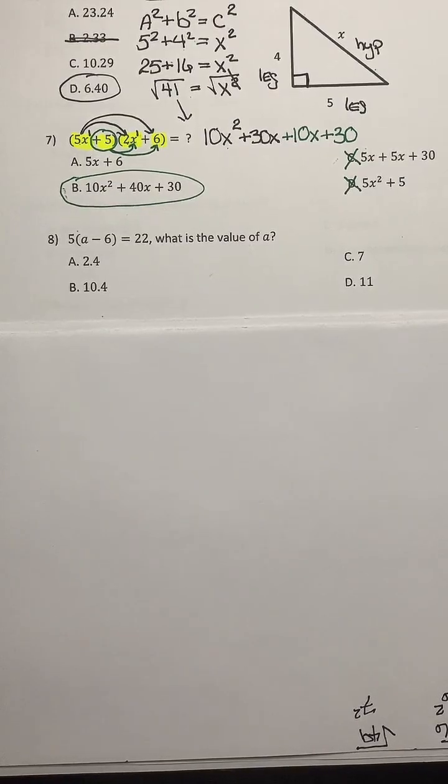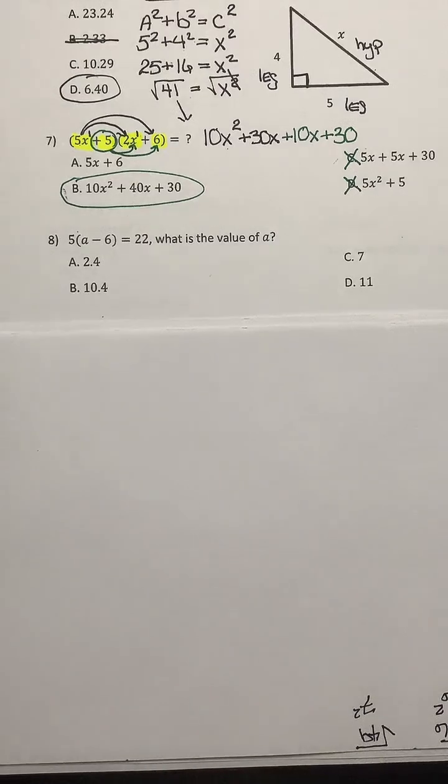All right, so 5 times A minus 6 equals 22. What is the value of A? Okay, what is the value of A?